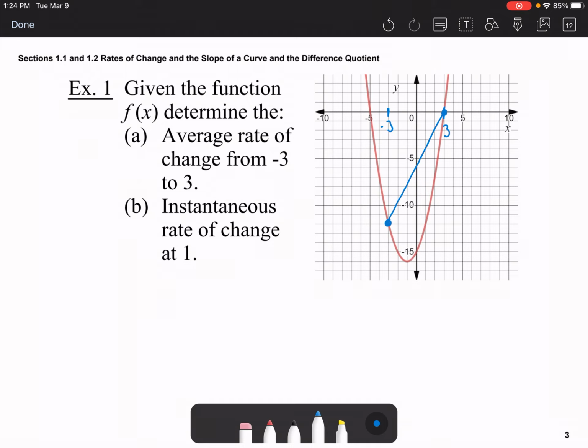Well, if we want to calculate the slope, I need f at -3. So f at -3 turns out to be -12, and f at 3 turns out to be 0. So you take these y values, you subtract them from each other. You take the x values in the same order and subtract them from each other. And you calculate this. So negative 12 over negative 6 gives you positive 2. So the average rate of change between these two is positive 2.